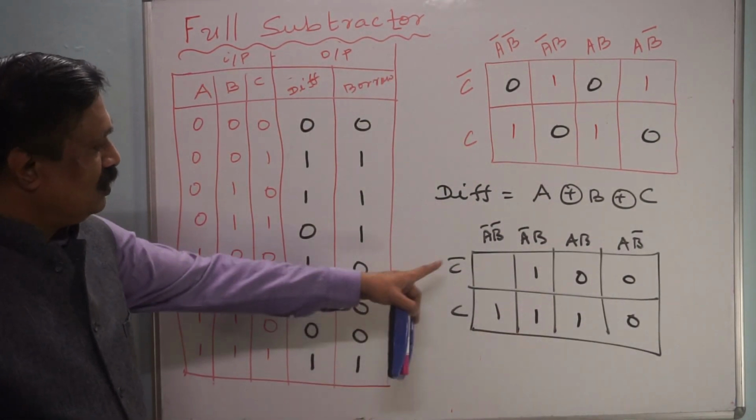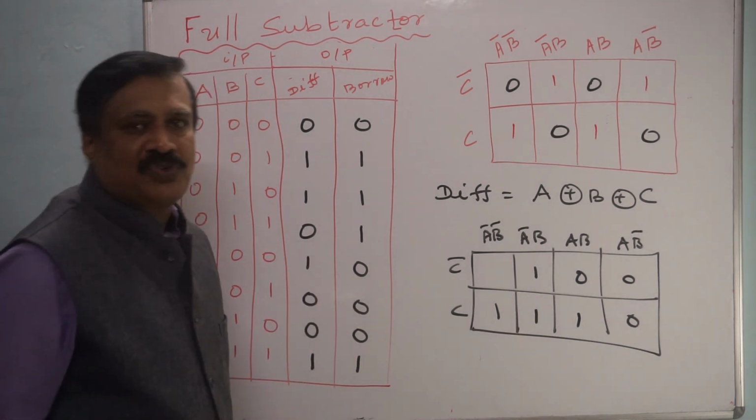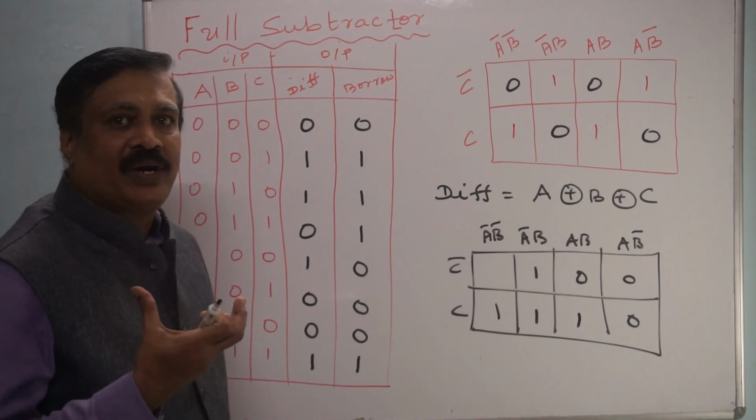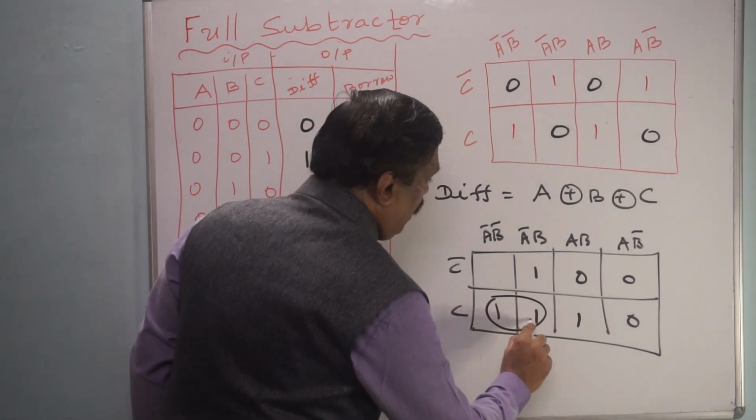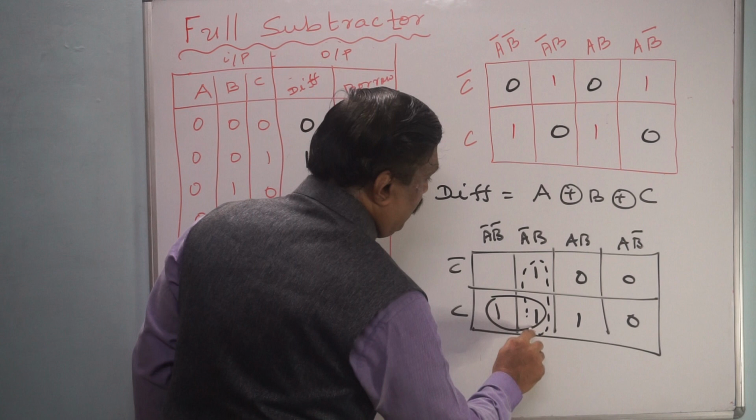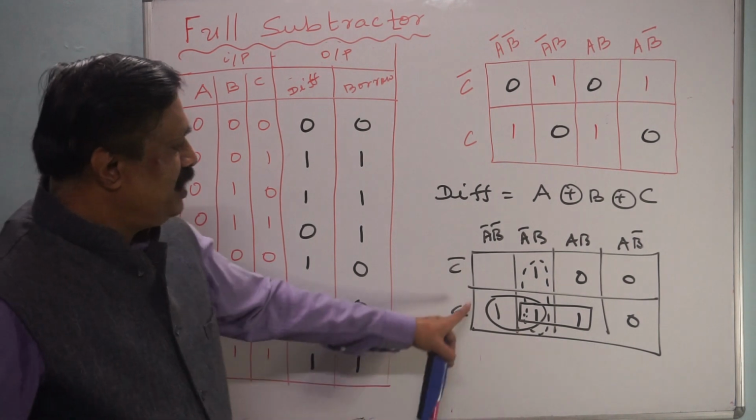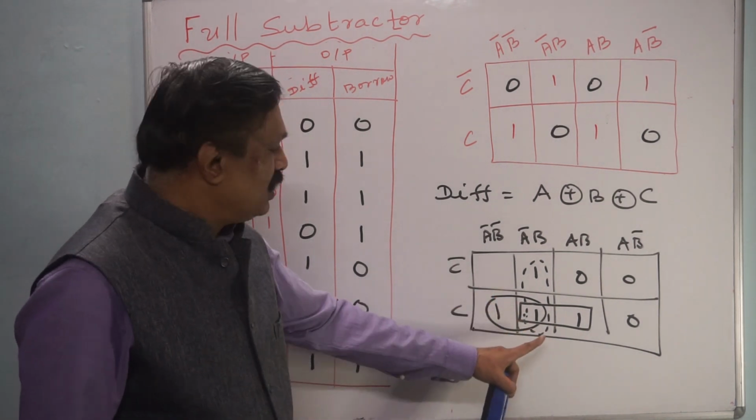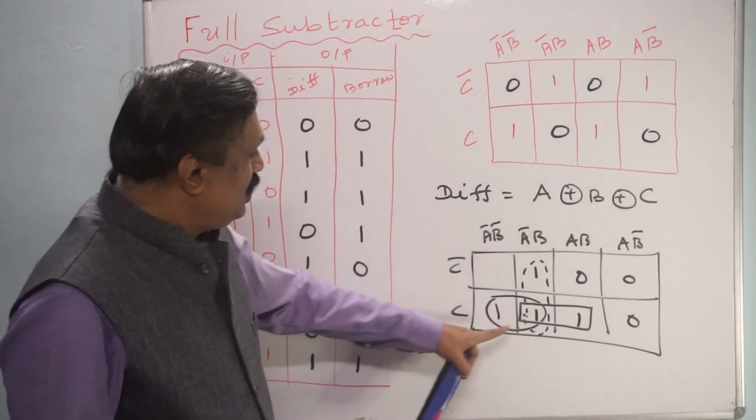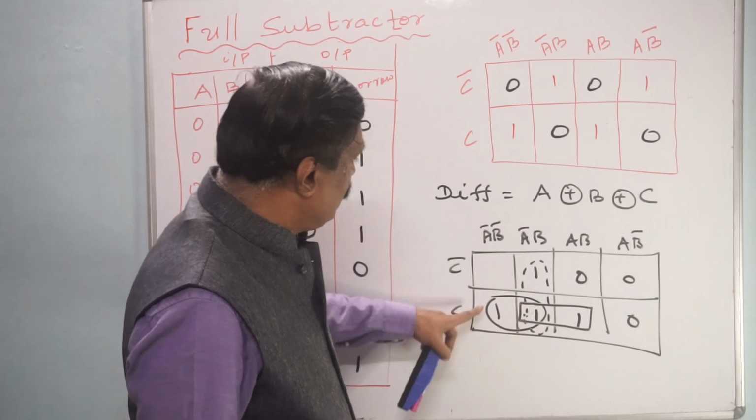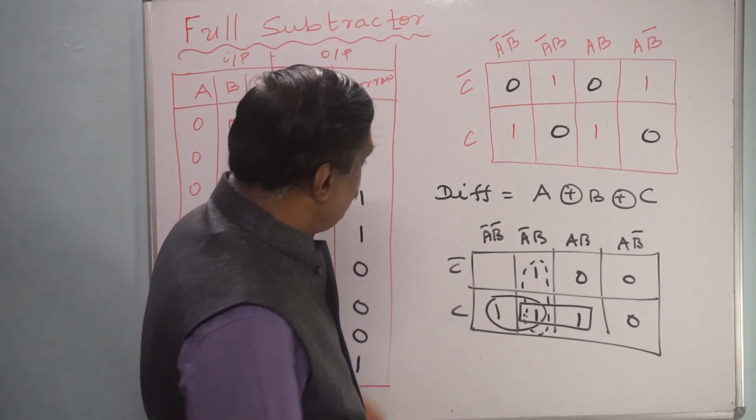Now you have to go for the combination. Here a quad is not possible, therefore we have to go for pairs only. You already know how to make this. This will be one pair, this will be another pair, and this will be another pair. I have made them differently: one is an ellipse, another one is dotted, another one is a rectangle. Now for this ellipse, what will we have? C is common and A bar is common.